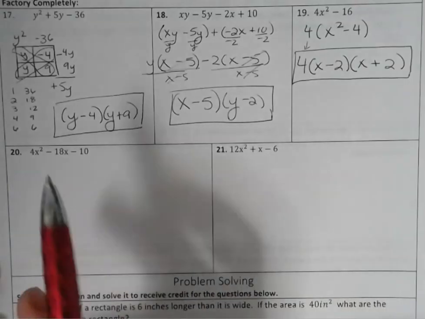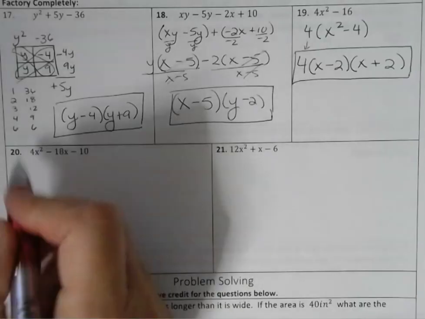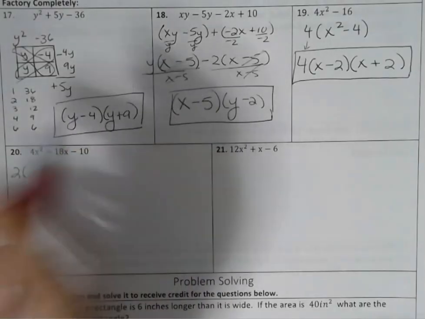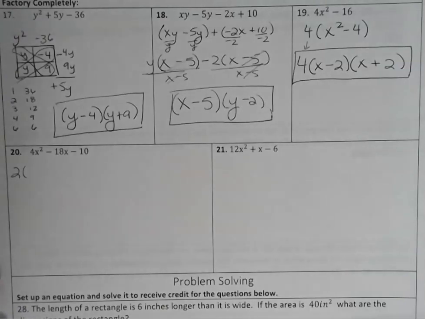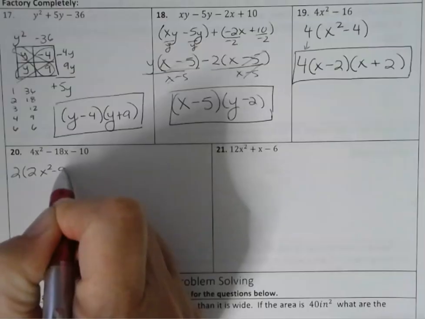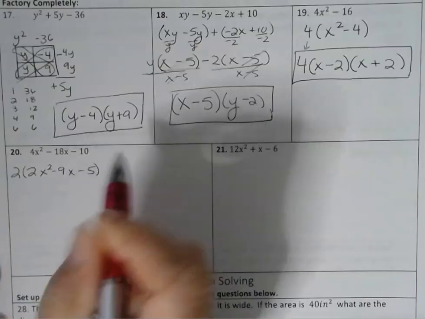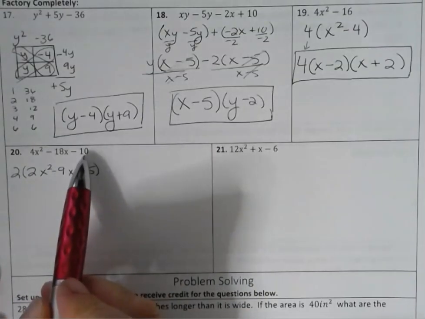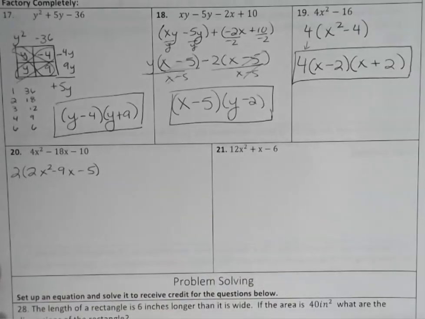And if you look through there, the common factor is 2. So I'm going to take that out first. I always want to take the common factor out before I use any other method. That's going to leave 2x squared minus 9x and minus 5, because we are dividing each of those terms by 2 and putting that 2 out front.